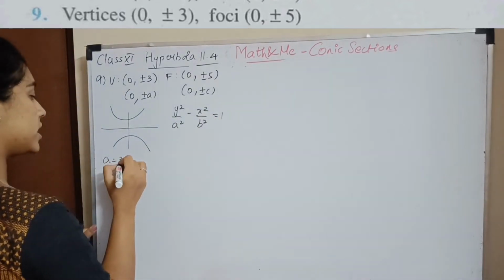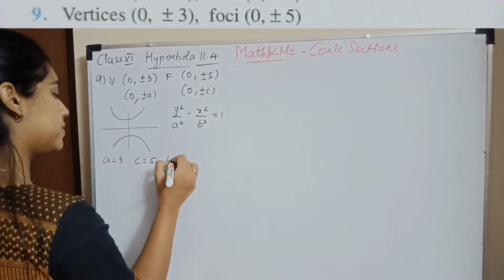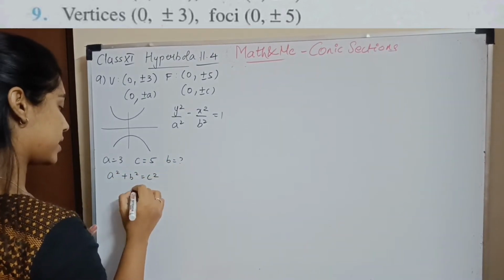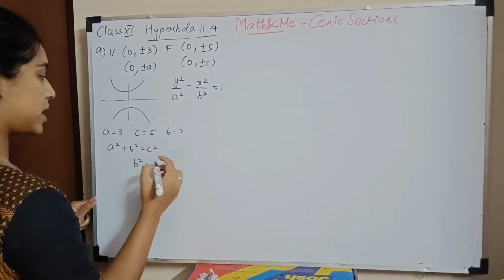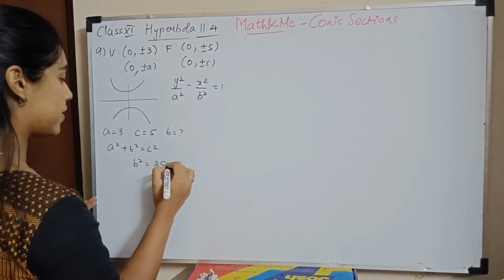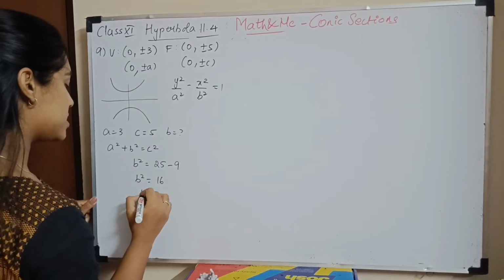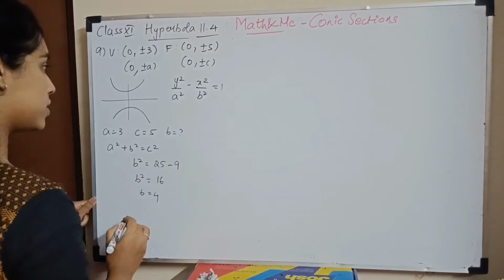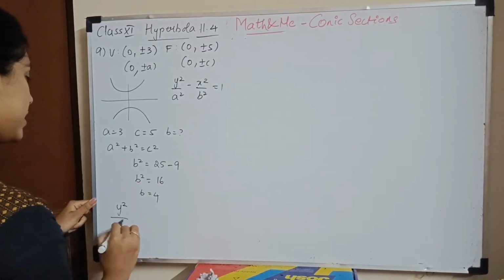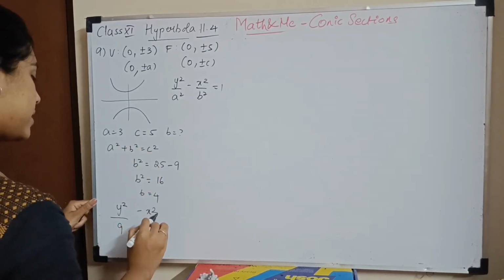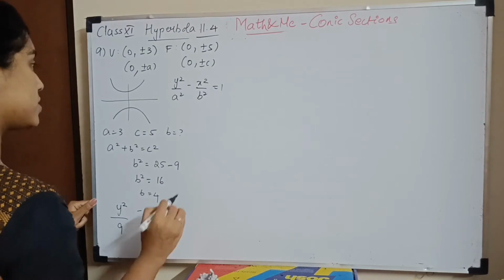A's value is 3, c's value is 5, b is not known. A square plus b square equals c square. B square equals c square minus a square. C square is 25 minus a square is 9, which is 16. b equals 4. So what does my equation look like? Y square divided by a square, which is 9, minus x square divided by 16 equals 1.